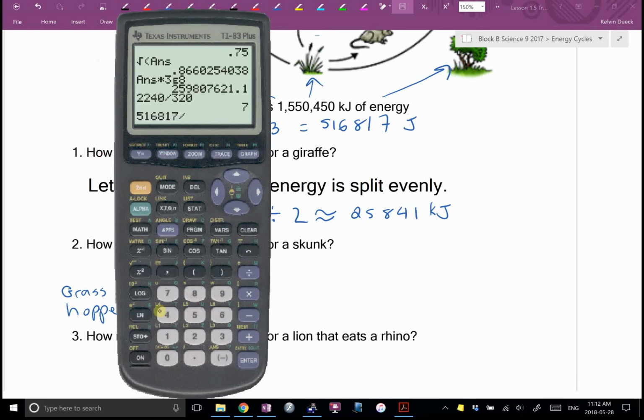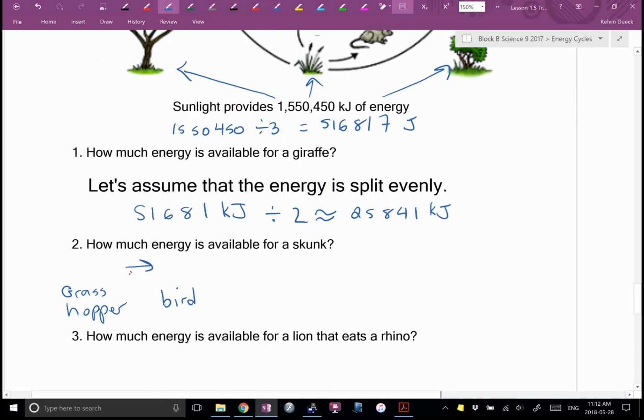516,817. It splits into 4. So you're saying, and then divide by 10. You're saying the grasshopper starts with that? Yeah. So 12,920. And then the bird is going to be 10% of it, divided by 2.